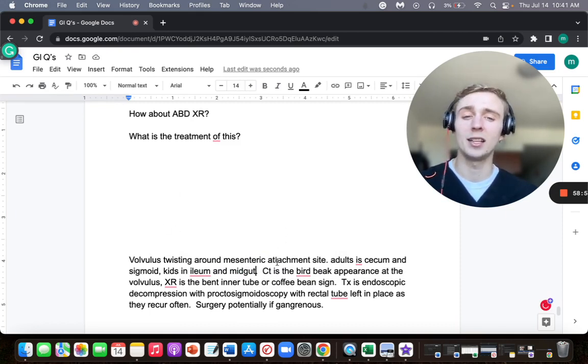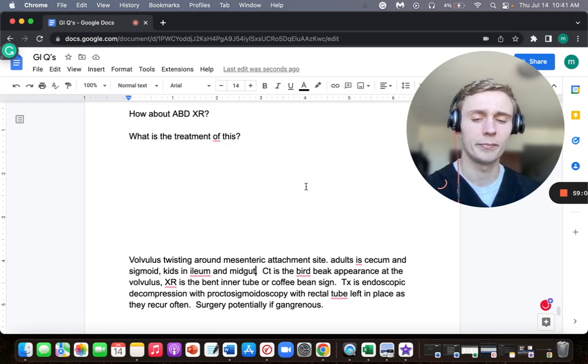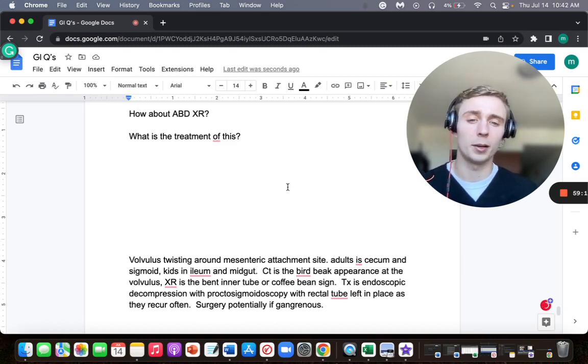On CT, we're going to see a bird beak appearance at the volvulus. Where else did we see a bird beak appearance in the GI system? It's going to be achalasia. So we also saw that in the esophagus, a bird beak appearance of barium. But here on CT, we're going to be seeing a bird beak appearance with a volvulus.